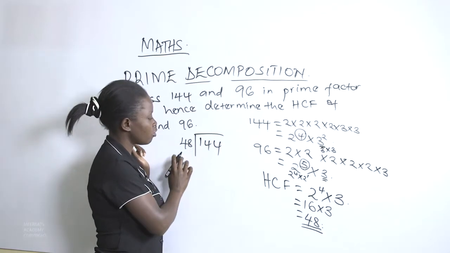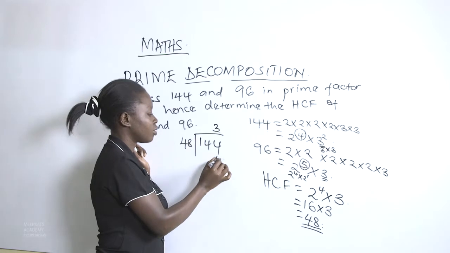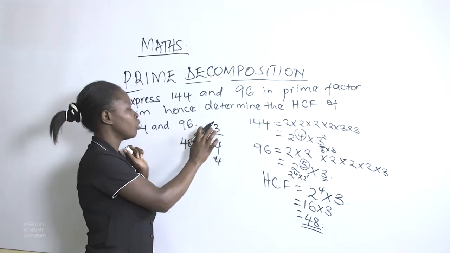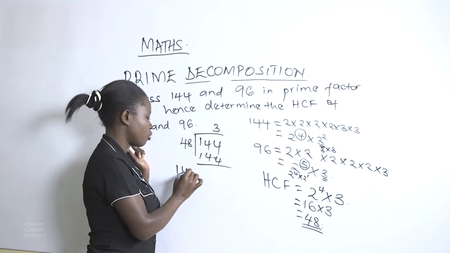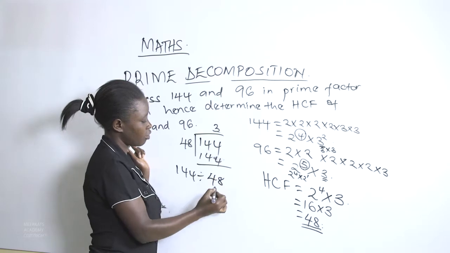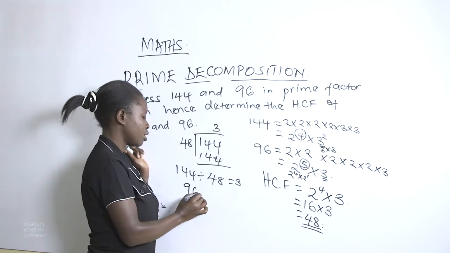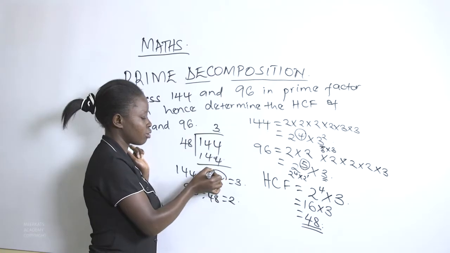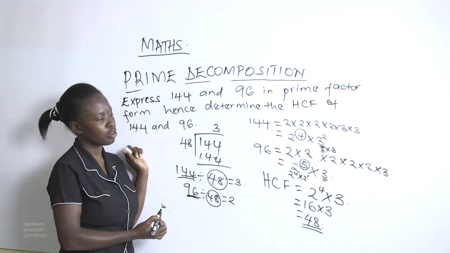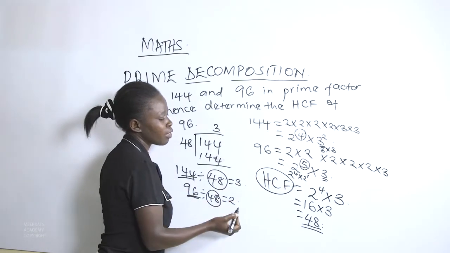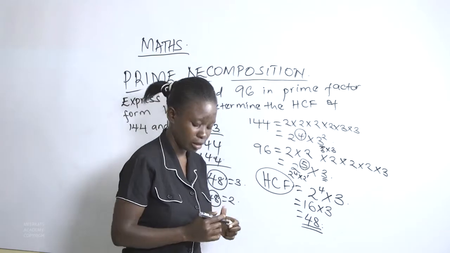So 48 into 144, and we get that 48 in 144 is 3. 3 times 8, that is 24, carry 2. 4 times 3, we have 12. 12 plus 2, we have 14. So we get that 144 divided by 48 is simply 3. Then 96 divided by 48 is 2. So we find that 48 can divide both 96 and 144. So what does it mean? That our highest common factor, the highest factor that can divide both 144 and 96, is 48.